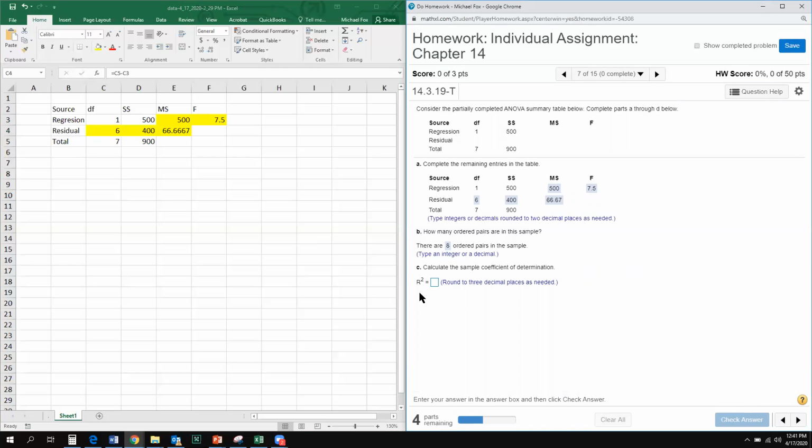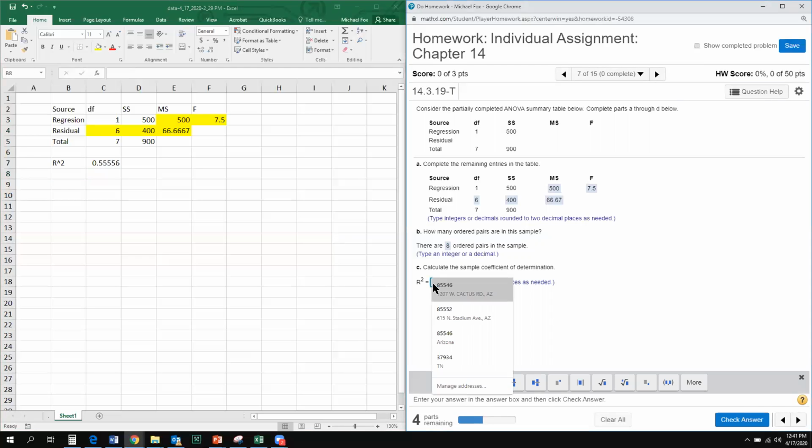All right, so to calculate our coefficient of determination, or our R squared, that is just our SS regression divided by our SS total. That's 3 decimal places, so 0.556.